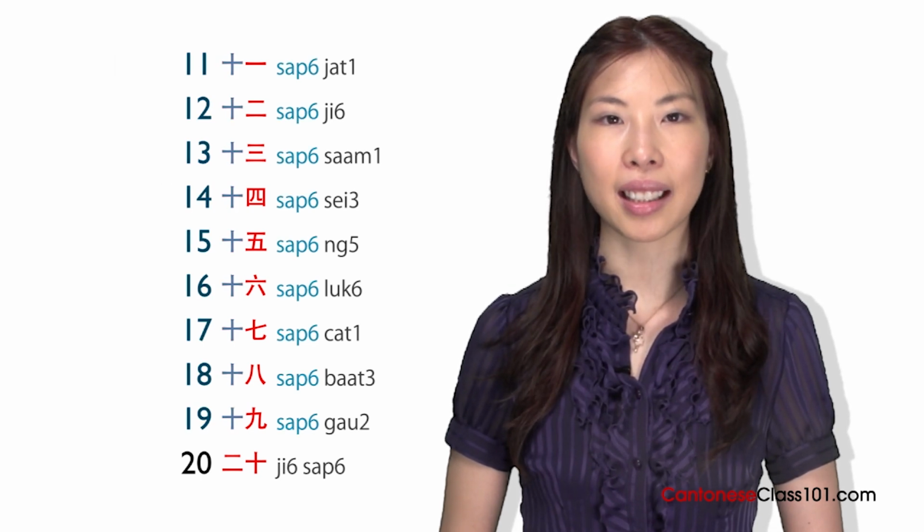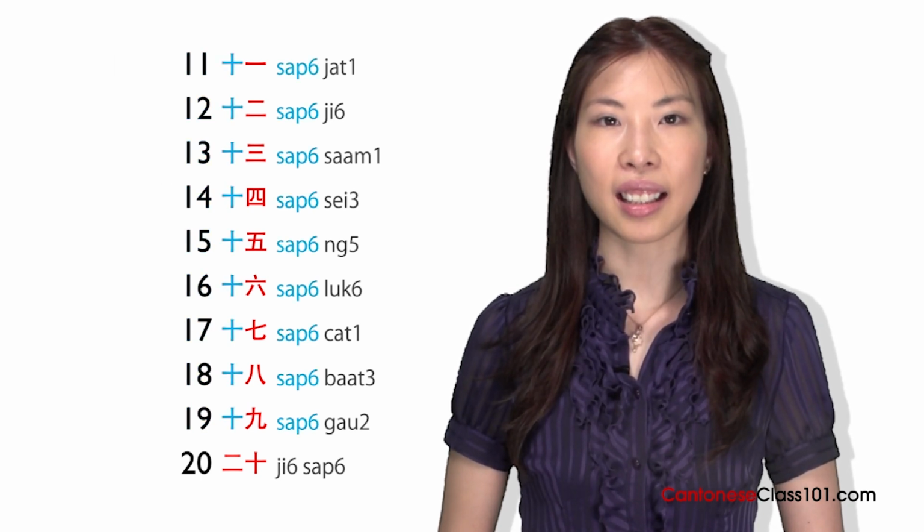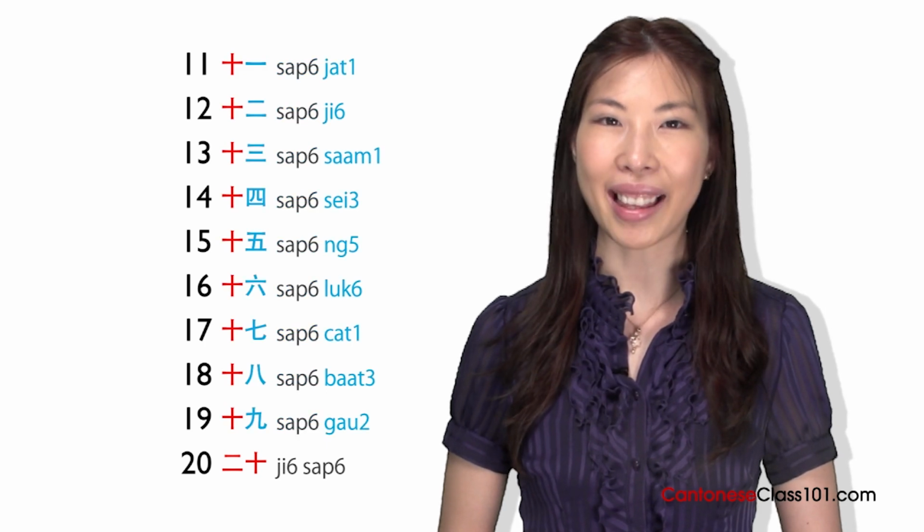They always start with sub, or 10. Then just say the extra number after it. Simple math. Counting from 30 to 100 is super easy.